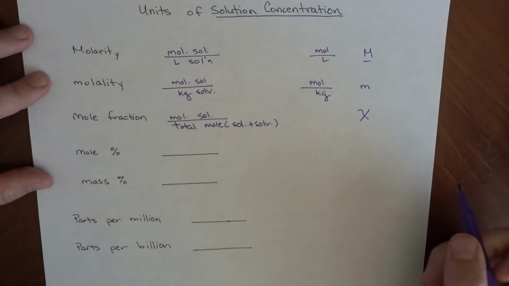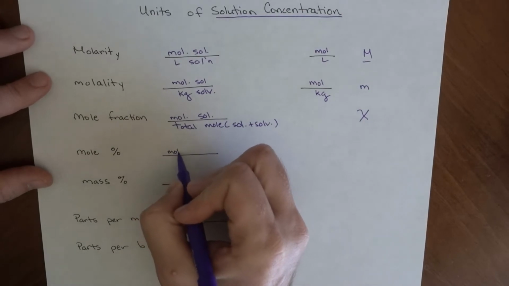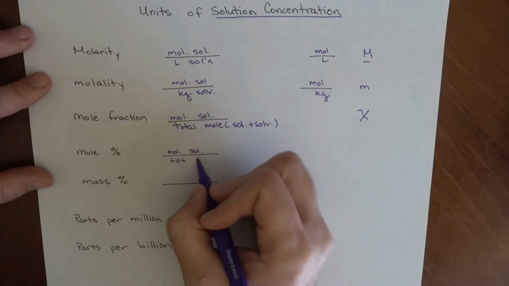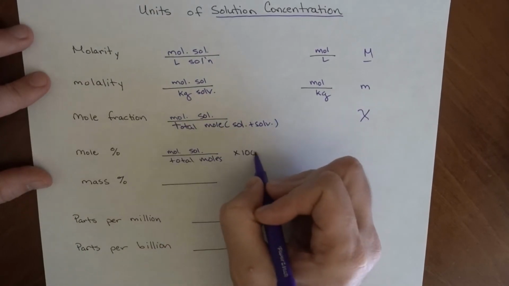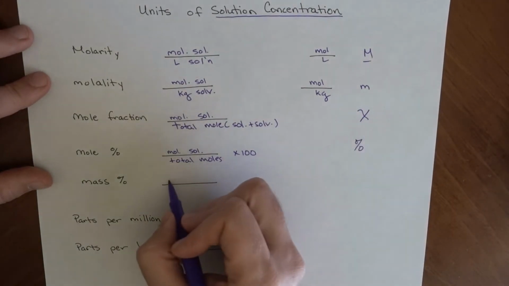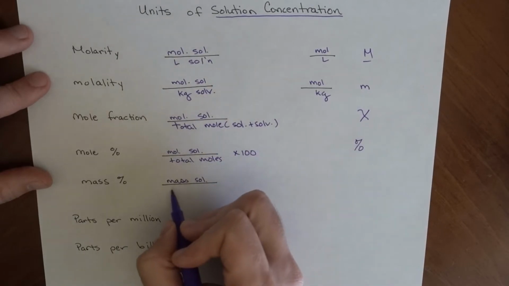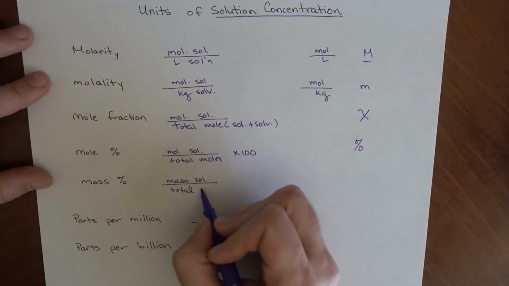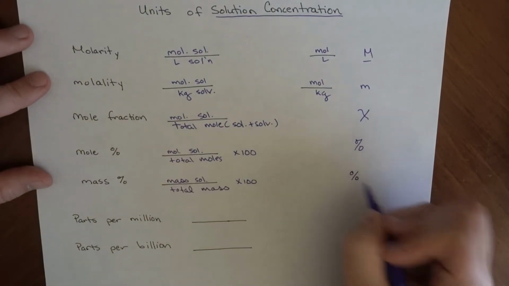Mole percentage is a pretty simple one. So again, that is moles of solute or whatever it is we're interested in over the total moles times 100. Okay, and then that would just be a percentage. Mass percentage is the same thing. It's the mass of the solute over the total mass, which would be solute and solvent, times 100, and again, that would be a percentage.